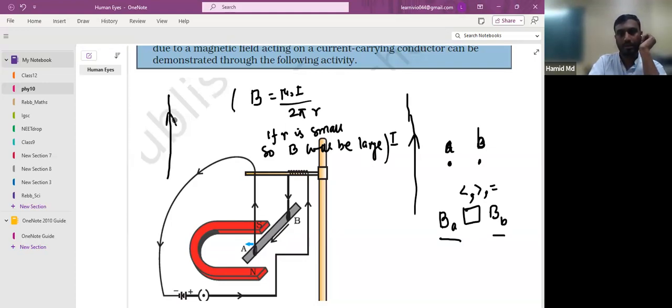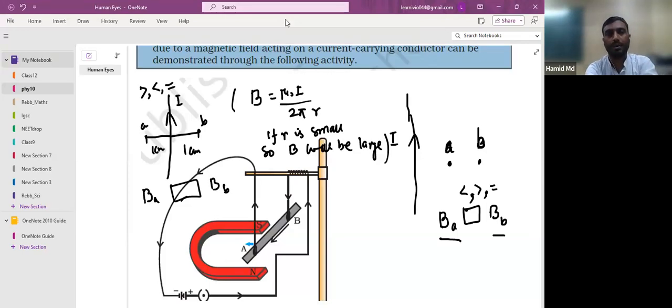The current is like this. Again, suppose this is 1 centimeter on this side and 1 centimeter on this side. This is point A and this is point B. Now tell me again the B at A, this box, and B at B: smaller than, greater than, or equal. So tell me, Babita, what will be the answer?